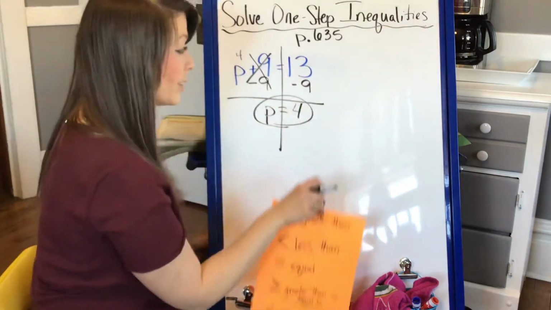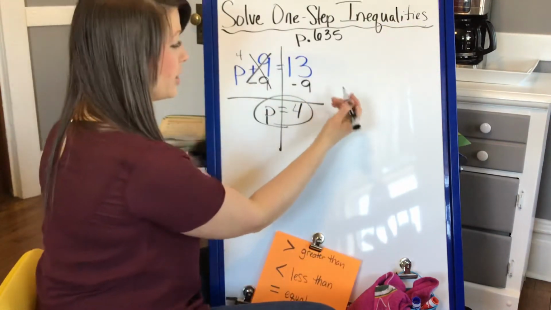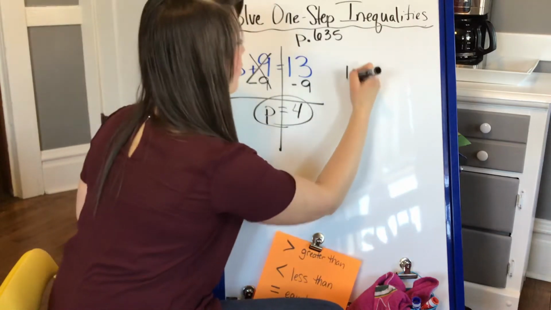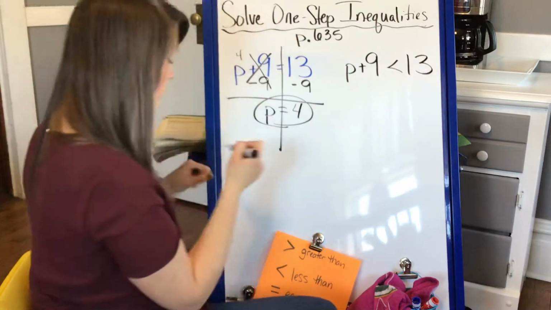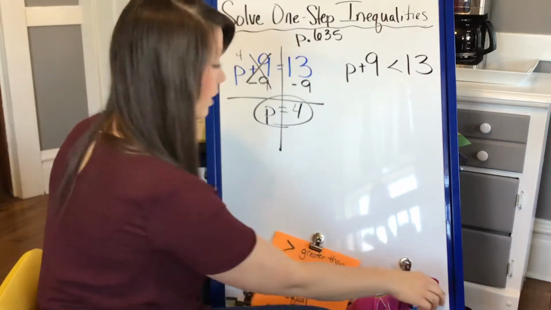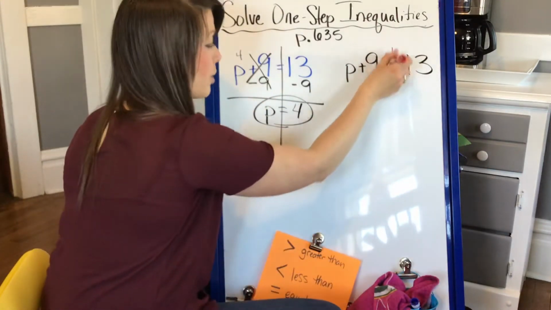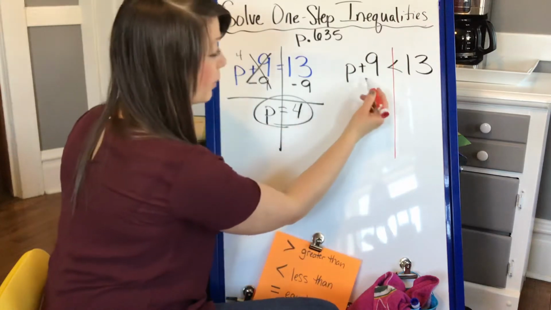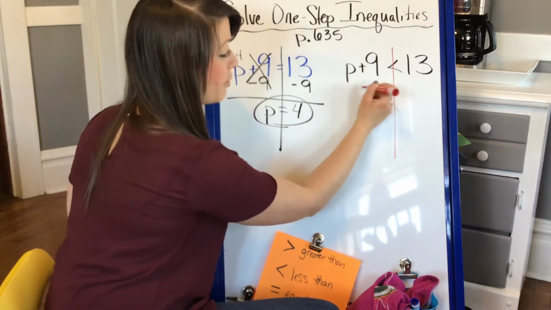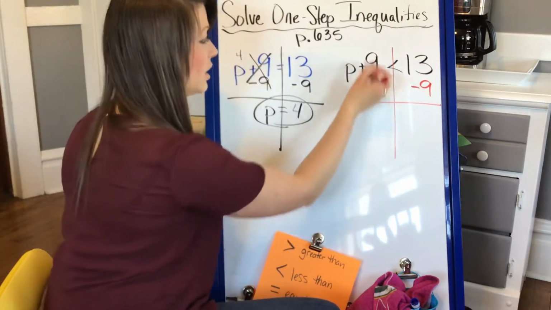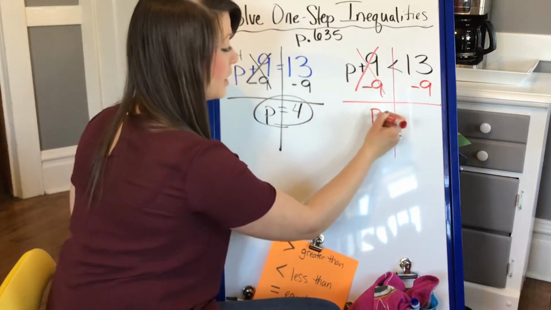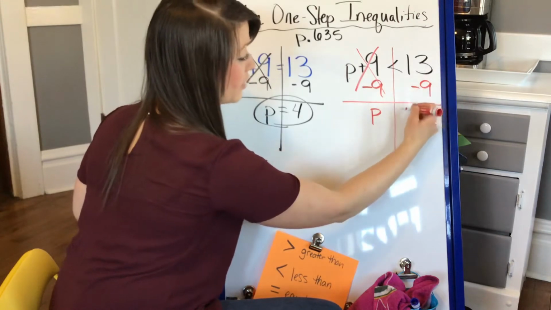What we're going to do now is take a very similar equation and solve it. If I have P plus 9 is less than 13, it looks very similar to this one. So I'm going to draw my line right down the middle. I want P to be all by itself, so I'm going to minus 9 on both sides, just like we did over here. This is now gone. I'm left with P, and 13 minus 9 will give you 4.